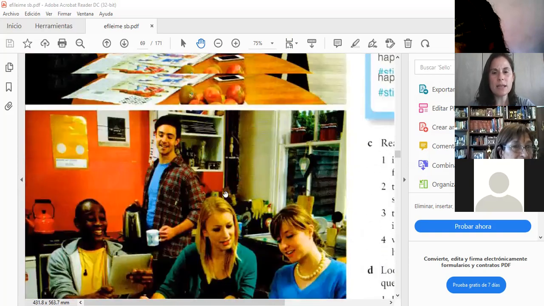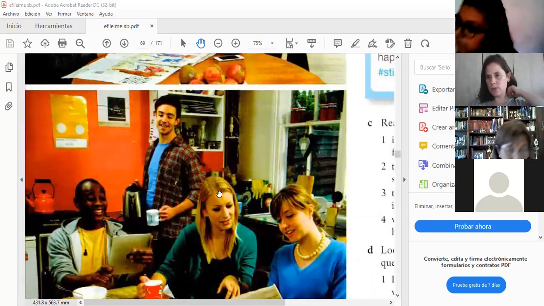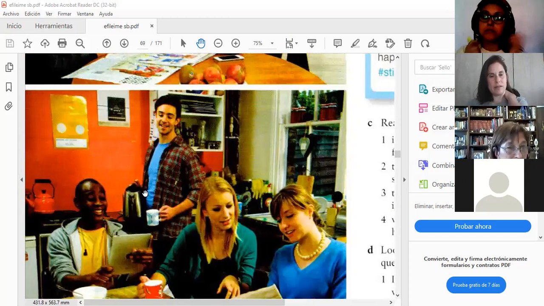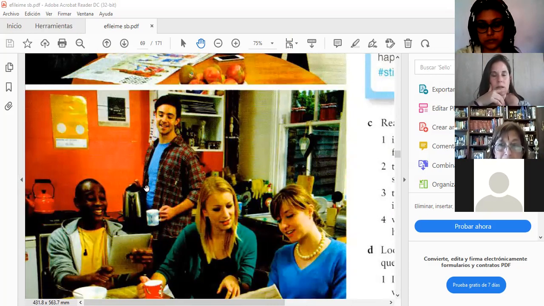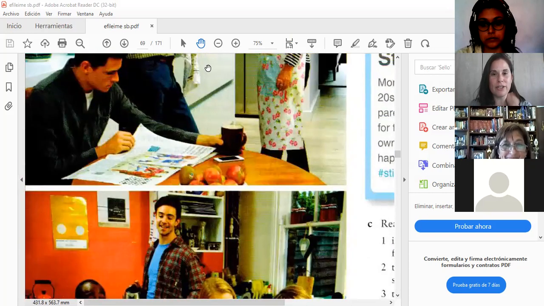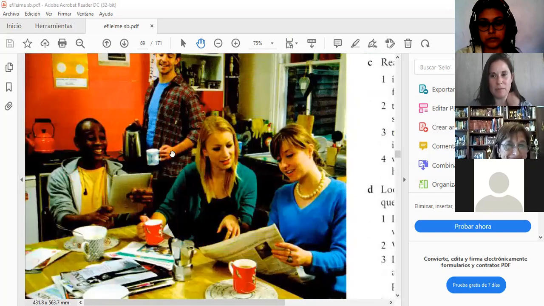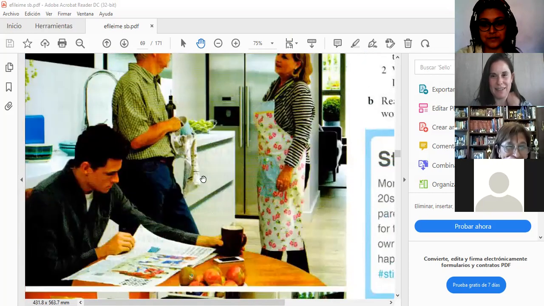Lucas, in which house would you like to live? In the second. Why? It seems that they are friends, and I would like to live with my friends. With your friends? Yes. I would like to live in the first house, and I will visit you in the second, but I will come back to the first. Okay, everything is in order.